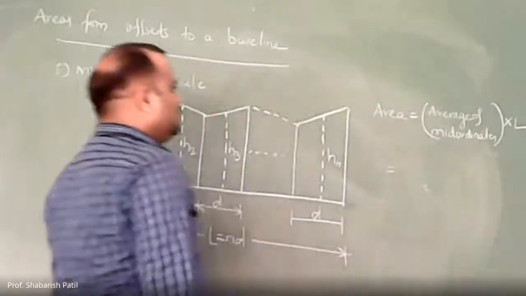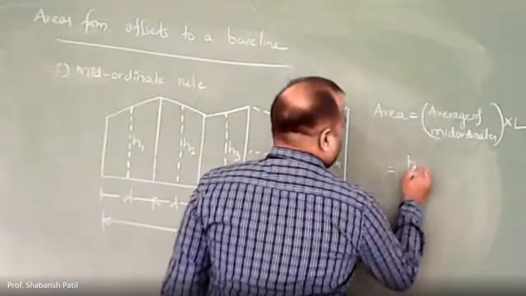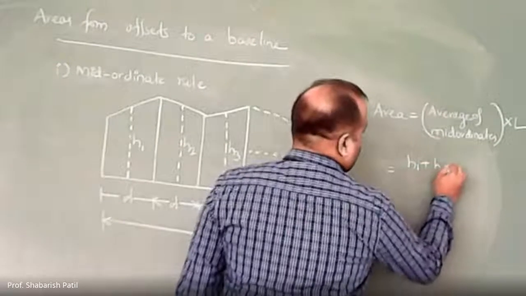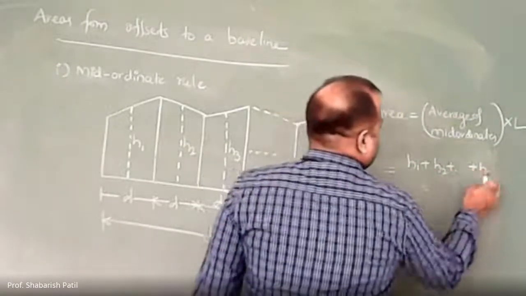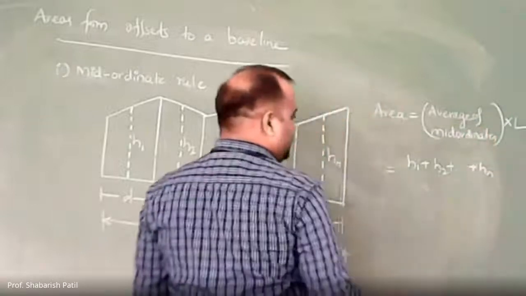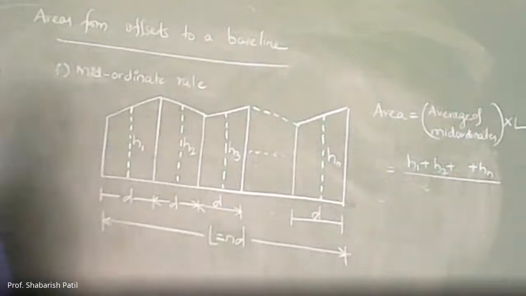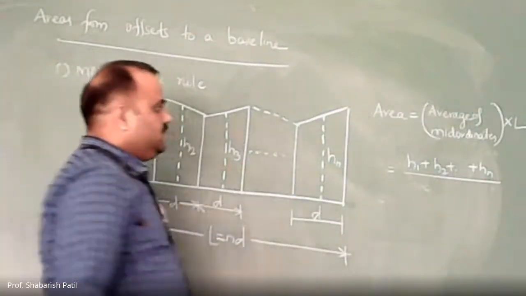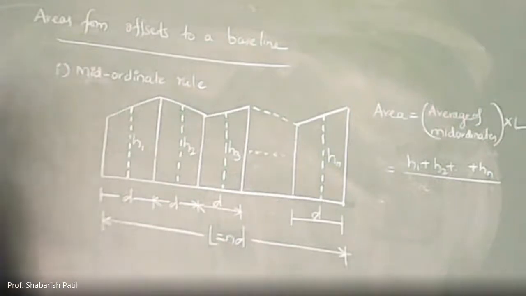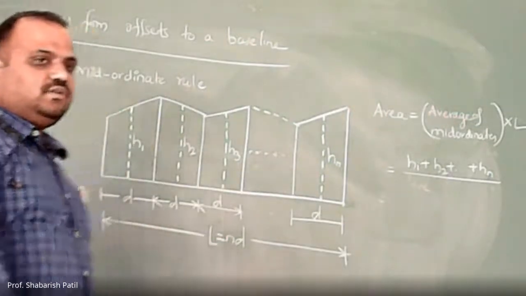What is the average of mid-ordinates? It equals the sum of all the mid-ordinates, h1 plus h2 plus h3 up to hn, divided by the number of mid-ordinates. How many do we have? Up to hn we have the mid-ordinates. Then what is the total number of mid-ordinates?